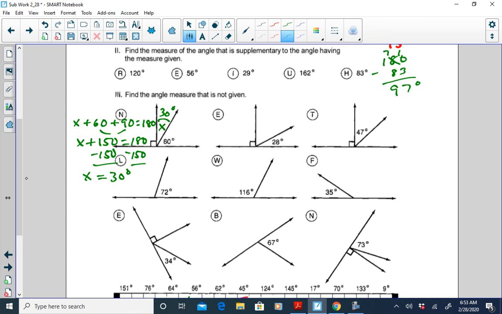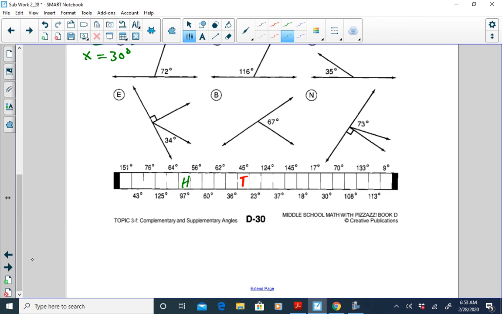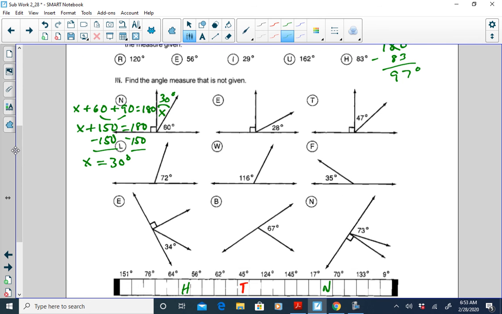But letter N is 30 degrees. Come down here, look for 30 degrees, and we would write the letter N for 30 degrees. All right. Let's look. So for each one of these, you would just make letter X and write an equation.